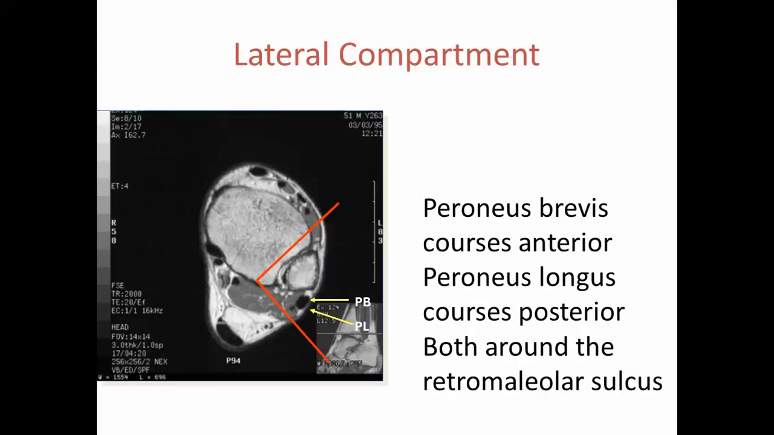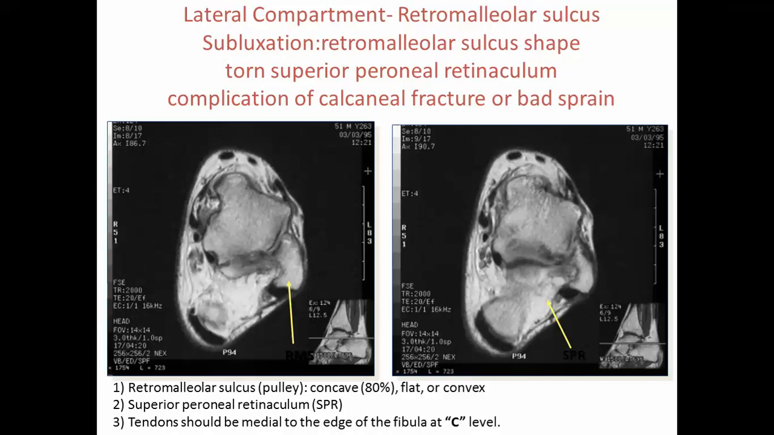The lateral compartment contains the two peroneal tendons, brevis and longus. Brevis is anterior, longus is posterior. Both are around the retromalleolar sulcus. Of course, they are lateral. This is the sulcus. This is the C shape. The brevis and the longus are behind this, on the lateral side of the retromalleolar sulcus. Subluxation depends on the retromalleolar sulcus shape. This one may allow displacement.